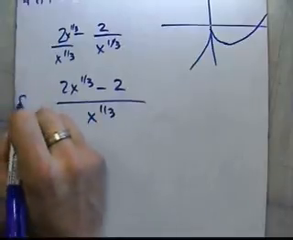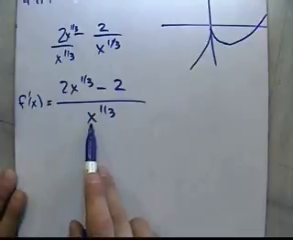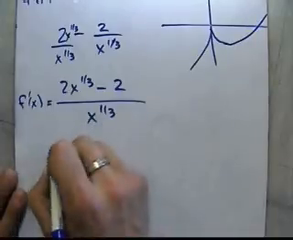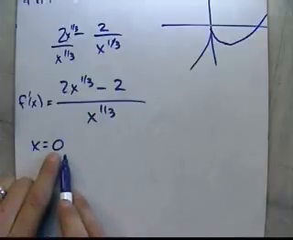Okay, so that's my derivative, a little bit simplified. I know it doesn't look it, but it is. Now I want to find critical numbers. Critical numbers are wherever the derivative equals 0, or where the derivative is undefined. First off, where is this undefined? At 0. If I plug a 0 in, the denominator becomes 0. That's undefined. So x equals 0 is a critical number.